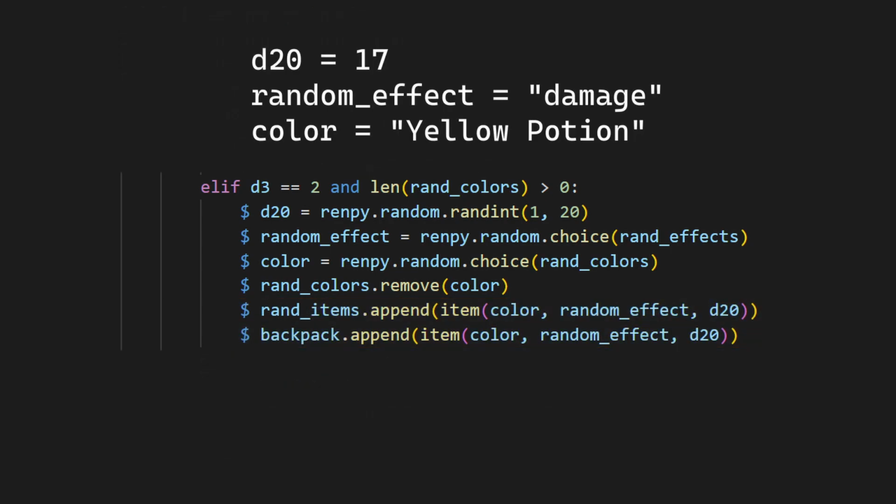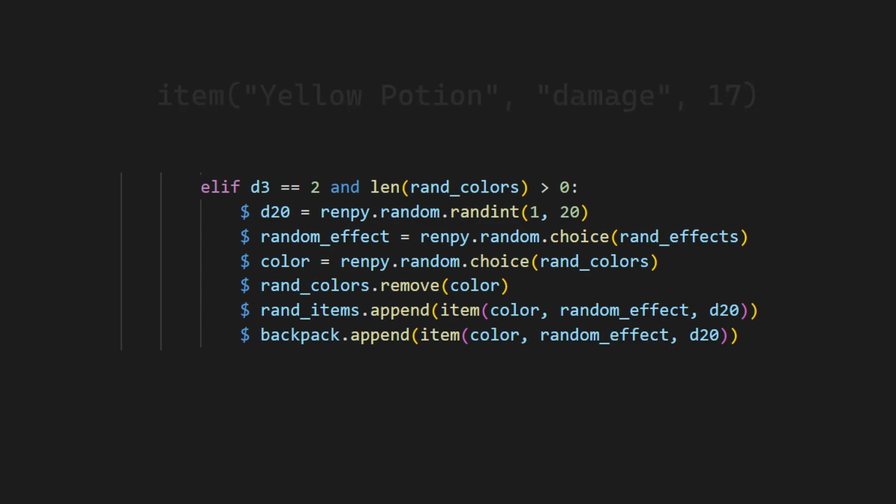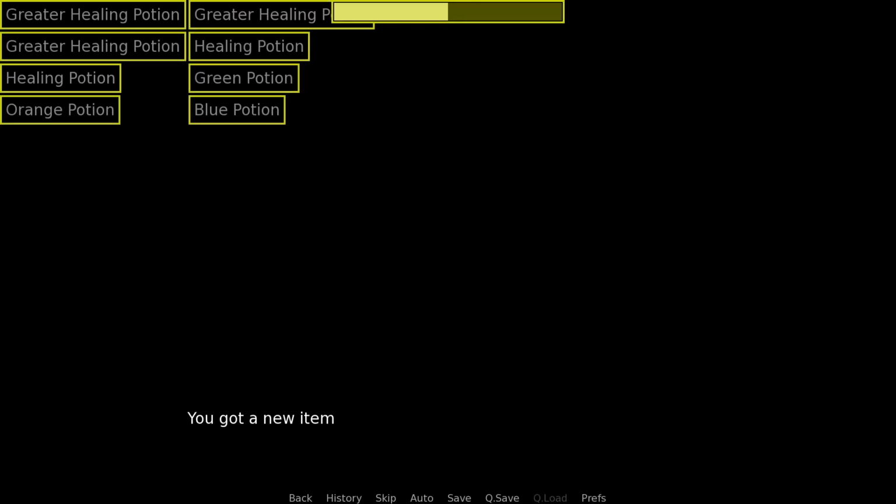So if we get D20 to be equal to 17, random effect to be damage, and color to be yellow potion, we're actually saving item yellow potion damage 17 to both of these lists. And each time we run this section, we should be getting new random combinations. Once we get all 6 random colors filled out, we won't be able to use this section again. And instead, if the user rolls a 2, it will select a potion randomly from list slots 2 to 7. And each time we get one of those randomized potions, it should be the same as the first time. So if we pull yellow potion again, it should have all the same effects. Okay, so we're going to keep getting some new items.